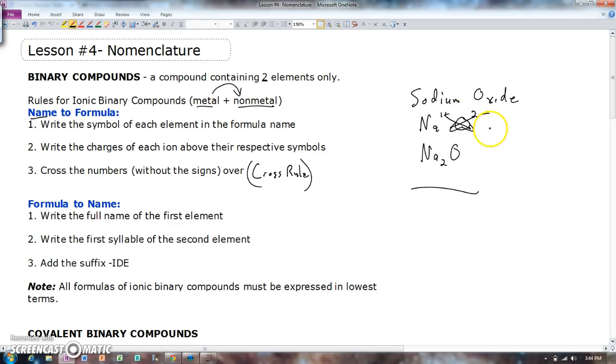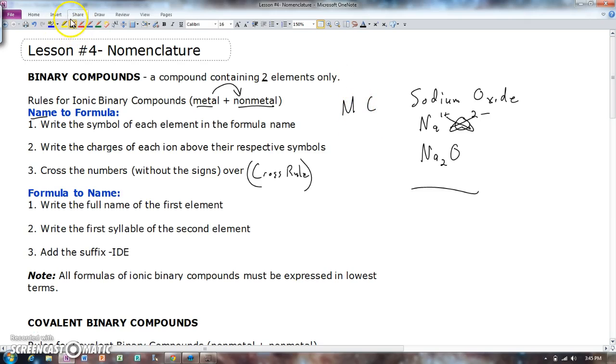Okay, so we're just crossing them down, we're getting rid of the charges. You may see an example, something like magnesium carbide, where you're starting with a 2 plus and a 4 minus. When you cross, you end up with Mg4C2. In a case like this, we're going to reduce, because if you remember, ionic compounds are lattices, and we're talking about units, so we can reduce something like this down to its lowest possible unit.